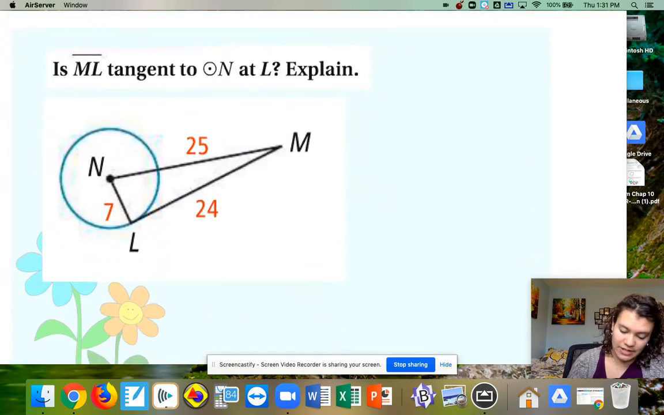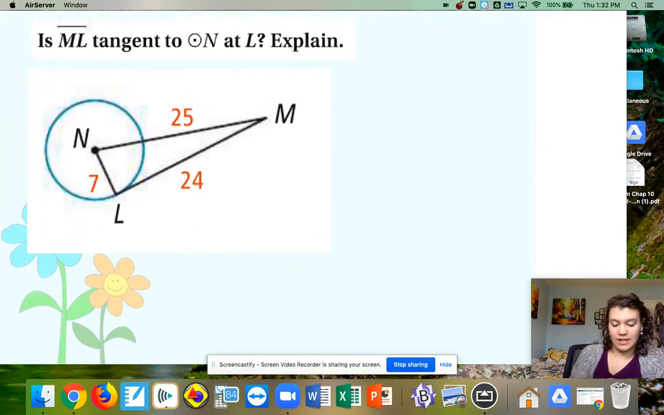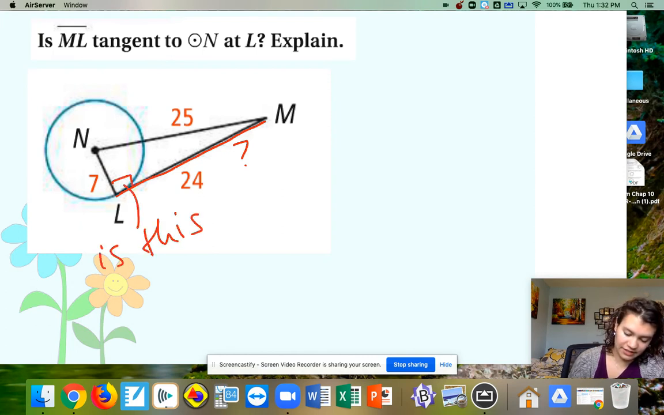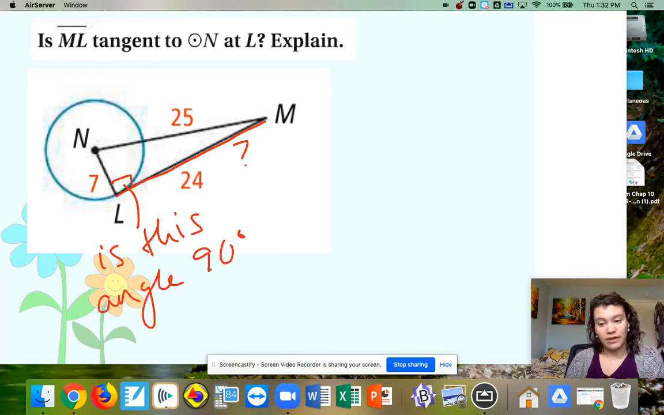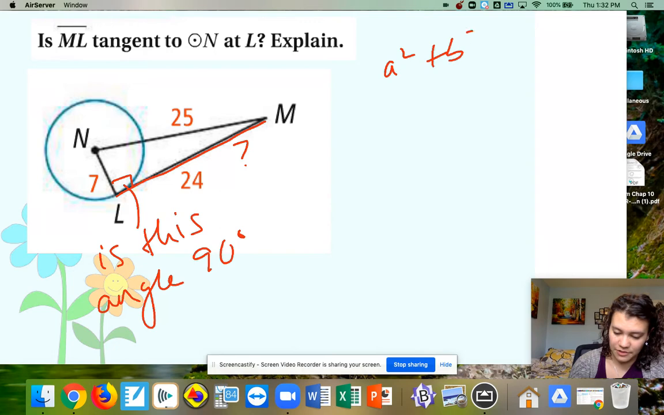So how can we use that? So the question here is, is ML a tangent? So is this line a tangent? So to figure that out, we want to figure out, is this angle 90? And to do that, we have three sides of a triangle. So you can check to see if this satisfies the Pythagorean theorem, and that will tell you if it's a 90 degree or not. So do your a squared plus b squared equals c squared.